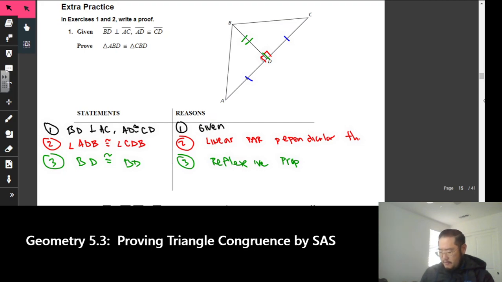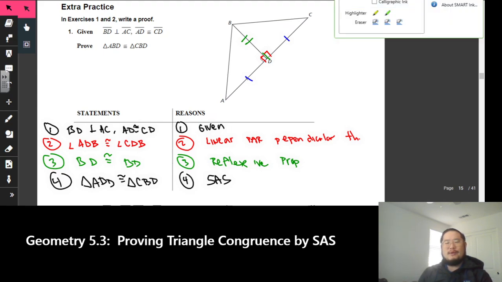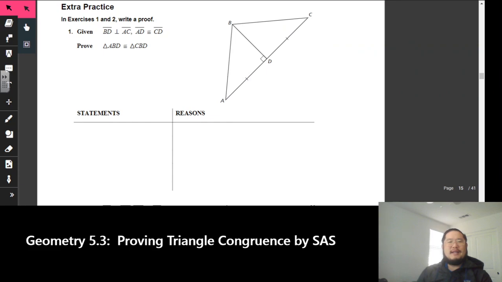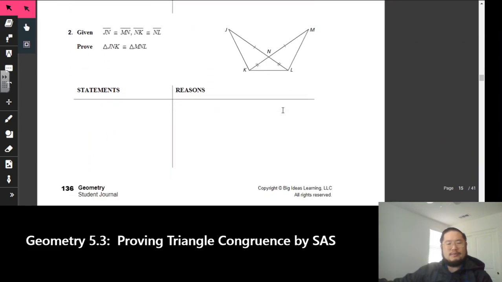So now that I have right here a side, an angle, and a side to be congruent, then I can go ahead and end the proof and say that triangle ABD is congruent to triangle CBD, and we'll call it side angle side. And there you go. Just that easy, right? Proofs. We've been doing it for a few chapters. Now we're putting it all together. Let's take a look next up at number 2.